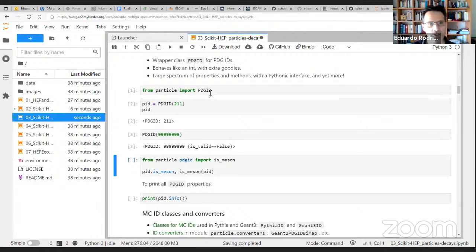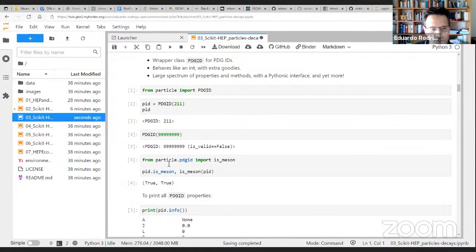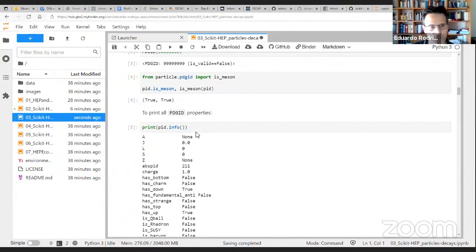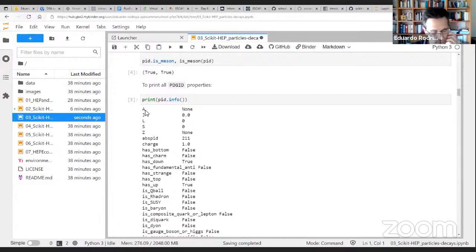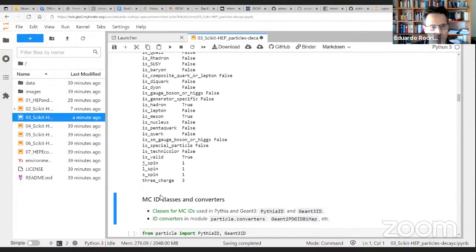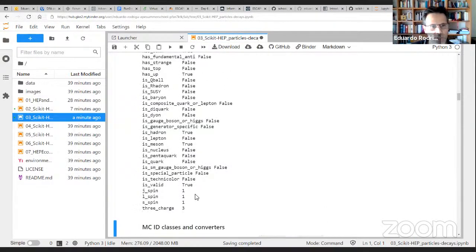The reason is that the PDG ID is an integer in the end, but it's a very sophisticated integer because it encodes lots of information such as the charge, parity of the particle, the spin. There's quite a lot of things. In fact, the kind of information that it encodes is what you can get from this info method. So you see that even for the atomic number, because it also includes some information of a few nucleons, the spin, orbital angular momentum. J is the total spin, the absolute ID, the charge. You name it. It's quite a long list, including three times the charge of the particle. There's quite a lot of things that you can ask yourself.